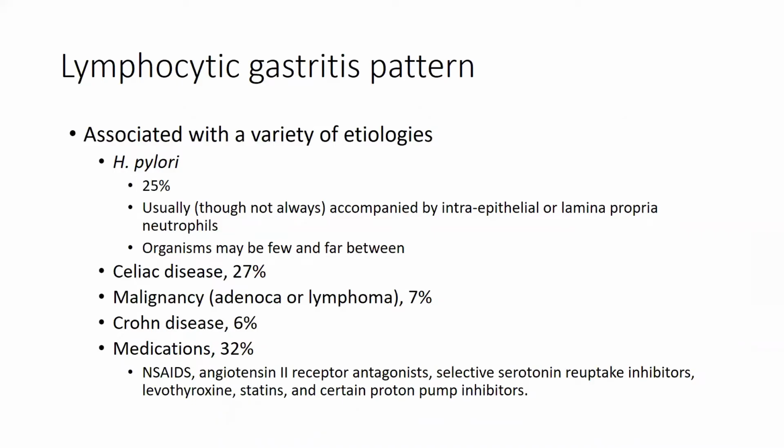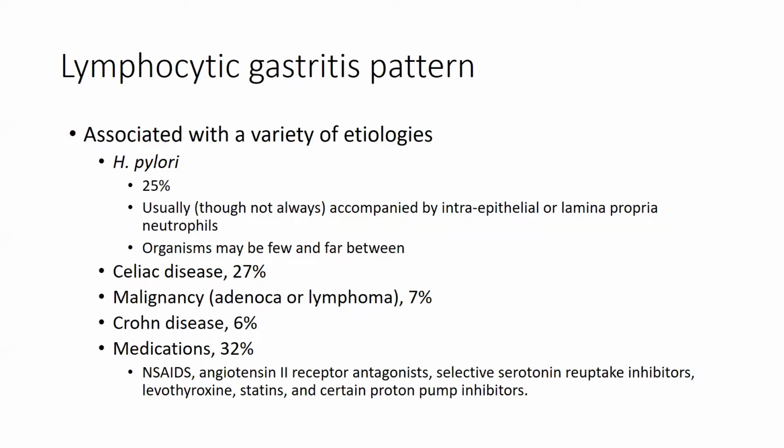Now, this pattern, the lymphocytic gastritis pattern, may be associated with a variety of etiologies. You can see it in patients with H. pylori infection, approximately 25%, usually, though not always, accompanied by intraepithelial or lamina propria neutrophils. The organisms may be few and far between in patients with this lymphocytic gastritis pattern as a result of H. pylori. So when we do our H. pylori immunostain in patients with this pattern, we really examine the immunostain to make sure that we are not missing focal coccoid forms.